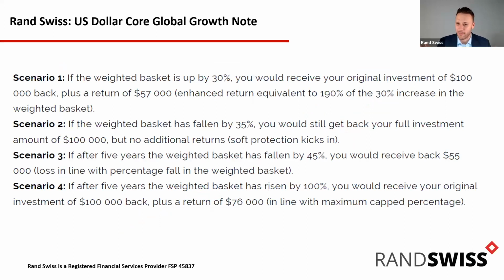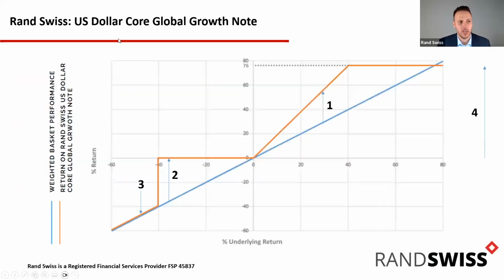Scenario 3 is in a very weak market. In a very strong market, you can see that we are going to underperform as well, but you will get 76%. So as I said, what happens on the tin is what happens. If after 5 years the weighted basket has risen by 100%, you would receive your original investment back, 100,000, plus a return of 76,000. So you would make a 76% return. As you can see, this is off the side of the chart here, but essentially you will get your 76% on that line over there, even though the market would have done better.